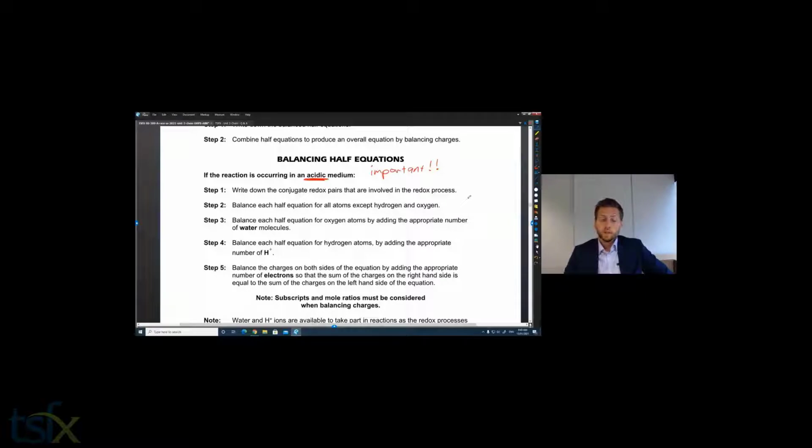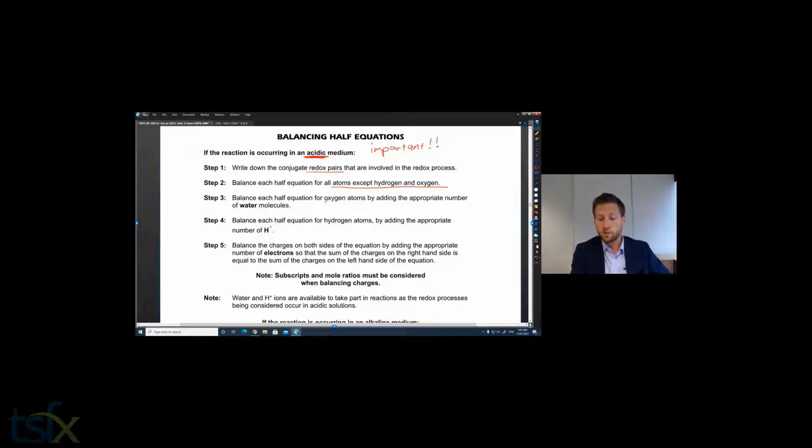So the first thing that can be helpful is you write down what's undergoing oxidation and what's undergoing reduction, and then you can balance all the atoms except hydrogen and oxygen. This is in most textbooks, the same steps. If I'm going too quick, your textbook and your notes have it. Then you balance each half equation with oxygen atoms, and you do that by adding water to the other side. So if you have oxygen on the left and no oxygen on the right, then you add water to balance that, and I'll show you that in a minute.